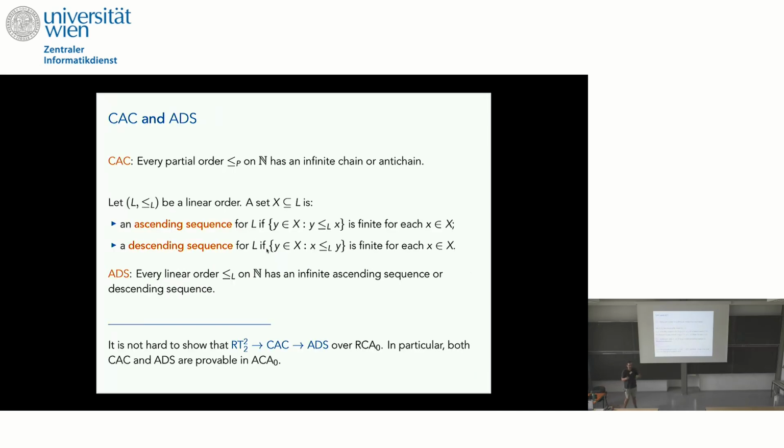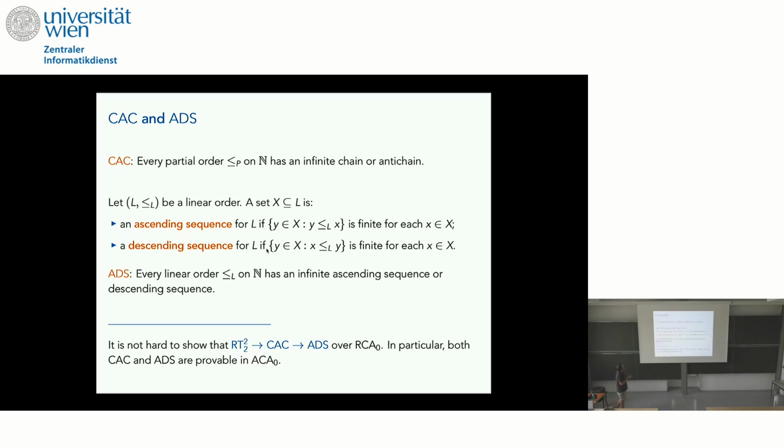So the last thing I'll mention today is this. I want to introduce two important combinatorial principles, CAC and ADS. CAC stands for chain anti-chain principle. ADS stands for ascending descending sequence principle. These are the actual combinatorial principles that we already saw figuring earlier in the proof of the Ginsburg-Sands theorem. These are just their explications as statements. So CAC says every partial order on N has an infinite chain or anti-chain. It's very easy to formalize.